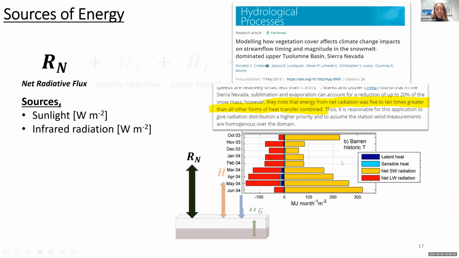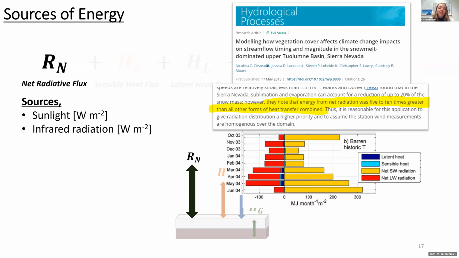And so this is a plot here of the open, barren landscape. In yellow is net radiation, and in yellow is shortwave, and in red is longwave. So you can really see those are so much greater than the latent and sensible heat fluxes for this open situation. So that's what we're going to focus on for this presentation.